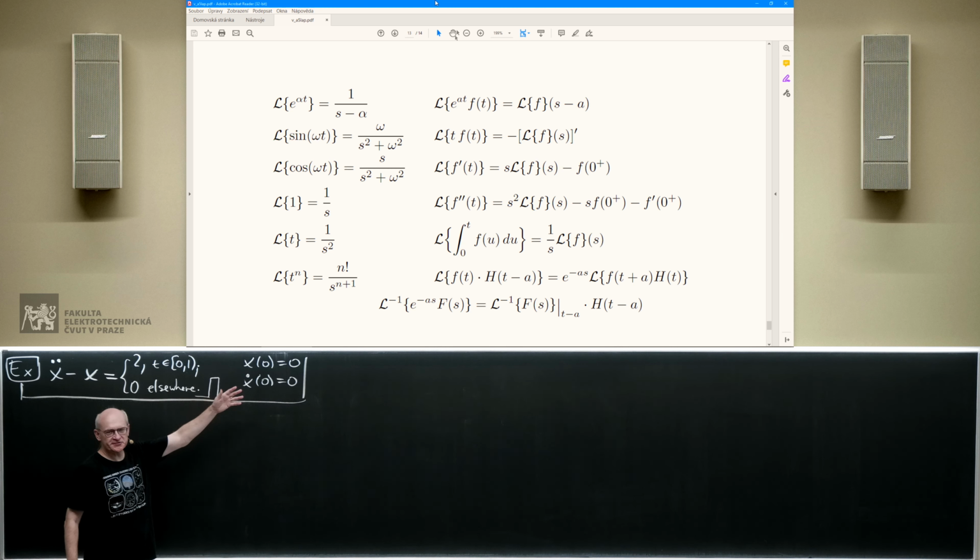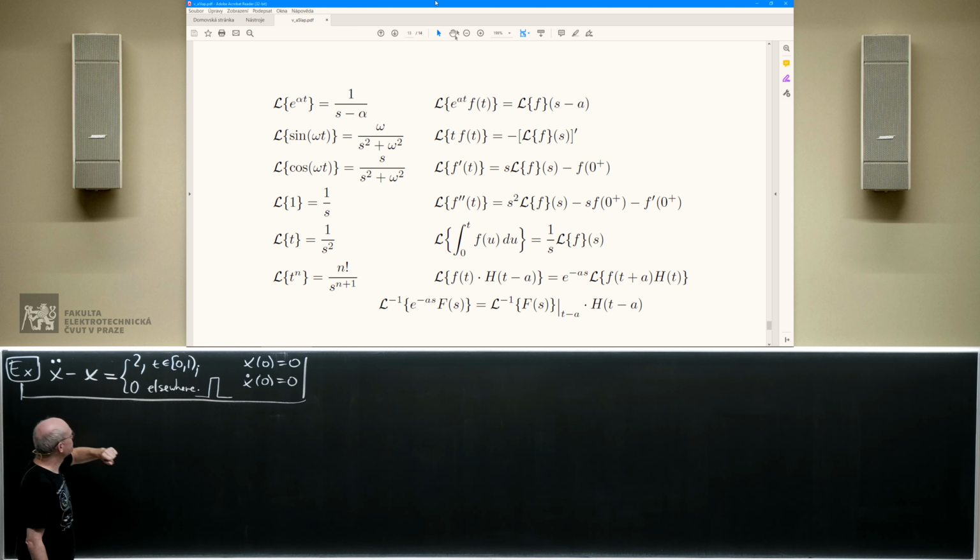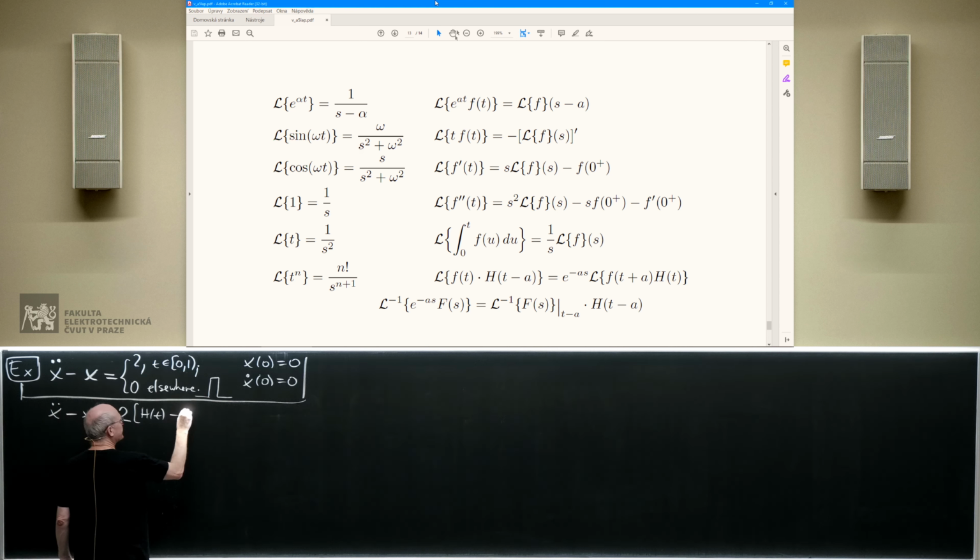Two initial conditions. So this is an initial value problem. We will try to solve it using the Laplace transform. But for that, we would need the function on the right to look differently. So that would be our first step, preparatory step. The second derivative of x minus x is, the basic shape is 2, and it switches on at time 0 and switches off at time 1.